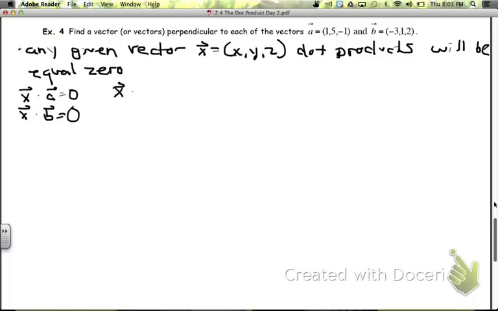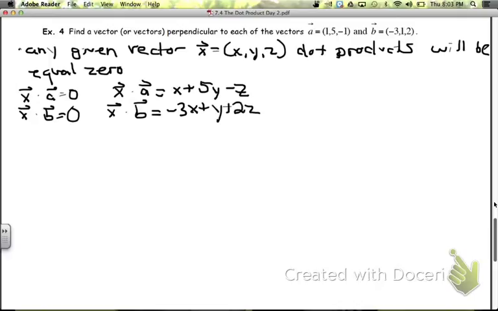So if we look at the dot product between x and A, this is actually just going to be equal to x plus 5y minus z. And similarly, the dot product between x and B is going to be equal to negative 3x plus y plus 2z. So now we have our two equations by setting these equal to 0. And then we're going to use some elimination here. So we have 0 is equal to x plus 5y minus z, and 0 is equal to negative 3x plus y plus 2z. So we have equations 1 and 2.